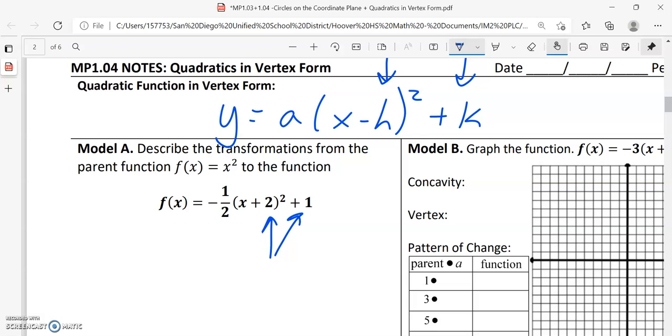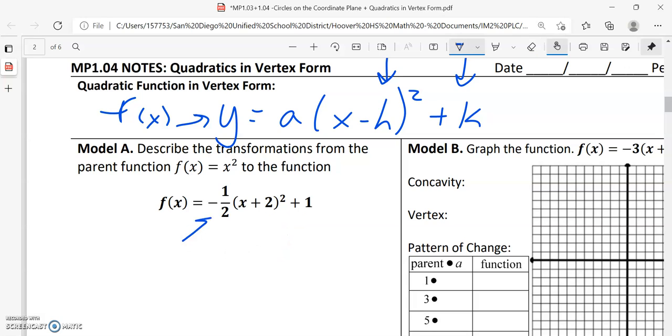So in model A, describe the transformations from the parent function f of x equals x squared. Remember, f of x is basically just like a y. So y here could also be written as f of x as well. Same thing. Erase that. So we have a few things happening in our equation.